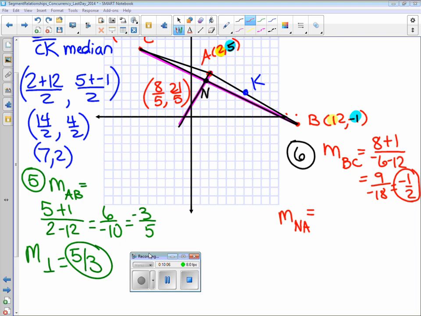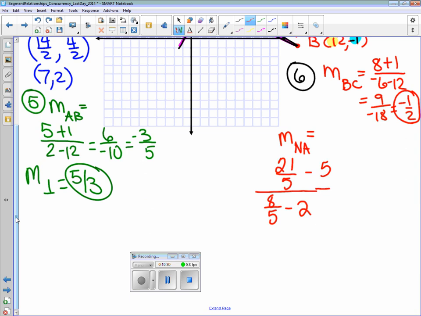So we're subtracting our y's. 21 over 5 minus 5 over 5. Oh, sorry, not 5 over 5. 10 over 5. Right, 25 minus 5. We'll change it in a minute. And then I have 8 over 5 minus 2. Do you agree with that? We're subtracting our y's and subtracting our x's. That's all I'm doing.